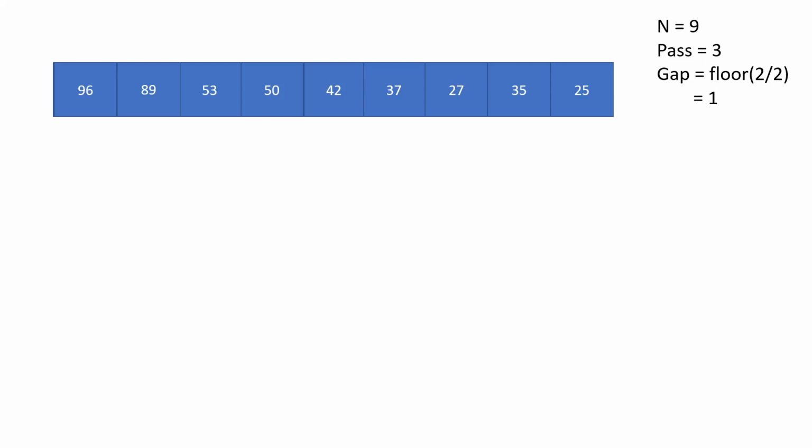27 and 35. Since 35 is bigger, 35 and 27 will switch position, so 35 in front, 27 behind. And now we compare 27 and 25. Since 27 is bigger than 25, nothing will change. And that's all.